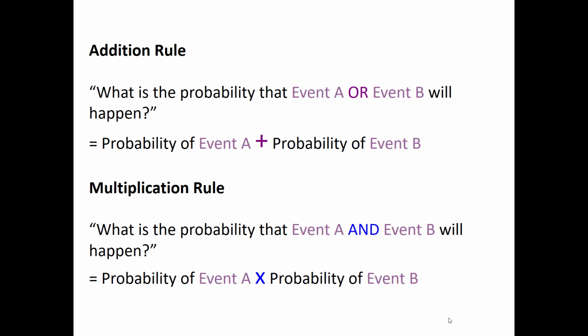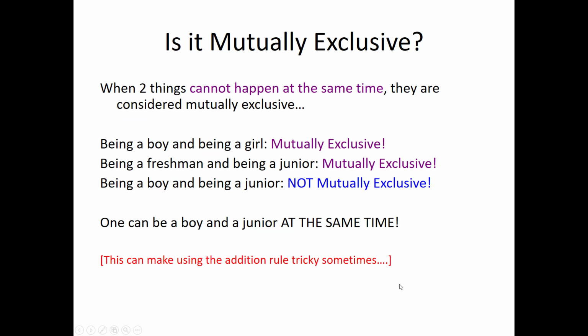So one of the important rules that we use when we're doing probability is something called the addition rule. The addition rule answers the question, what's the probability that either event A or event B will happen? That's going to be the probability of event A occurring plus the probability of event B occurring. The multiplication rule asks, what's the probability that event A and event B both happen? We sometimes refer to that as the joint probability, and that's the probability of event A times the probability of event B.